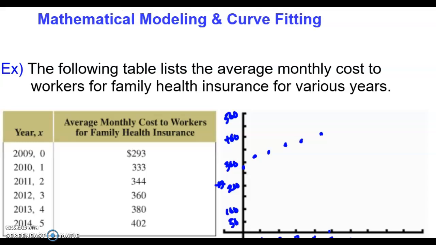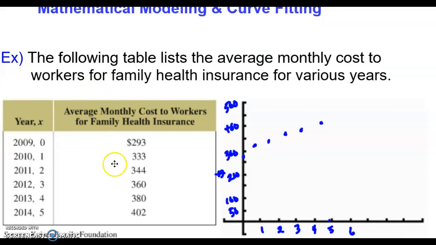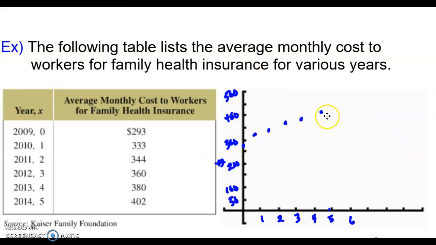The examples we're going to focus on, because we're just studying lines, are going to have a kind of linear shape. As we progress through the course, we will look at other types of shapes and use other equations to model data. Okay, so for this first one, we've got years and we have average monthly cost for health insurance. What I've created over here on the right is something called a scatter plot. And that's just to make sure what shape the data represents.